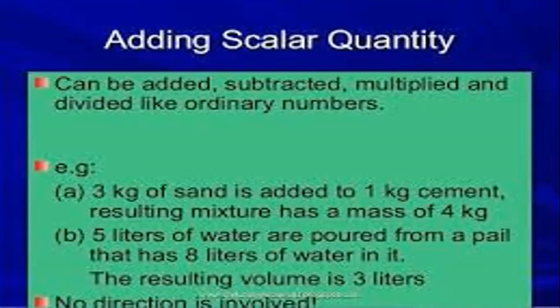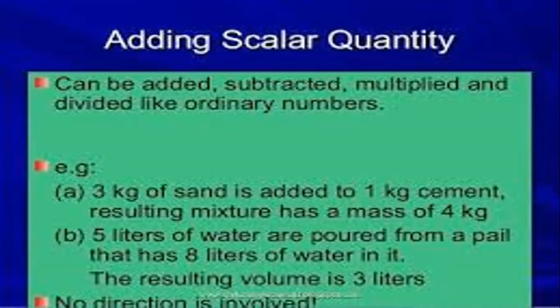Now, if we have 5 liters of water being poured from a pail that has 8 liters of water in it, what's the resulting volume? So you have 5 liters and you take that away from a pail that had 8 liters initially. What's the final? Very good. So we're going to go ahead and say 8 liters minus 5 liters is equal to 3 liters.